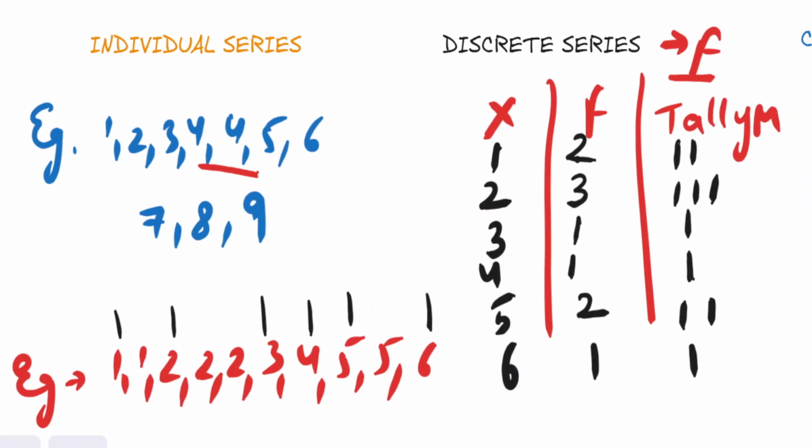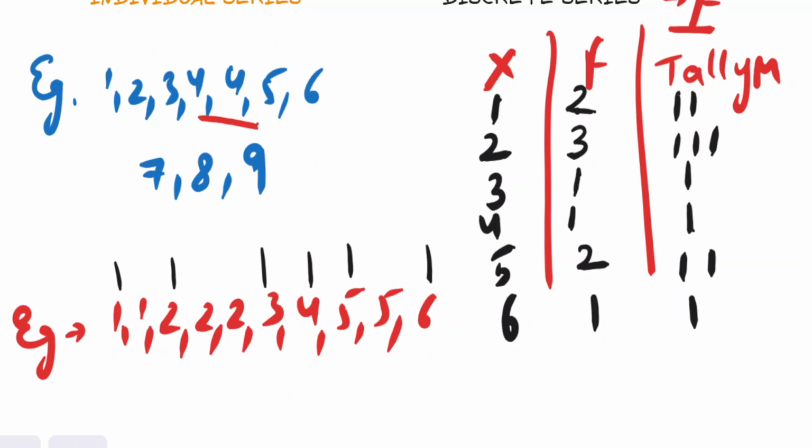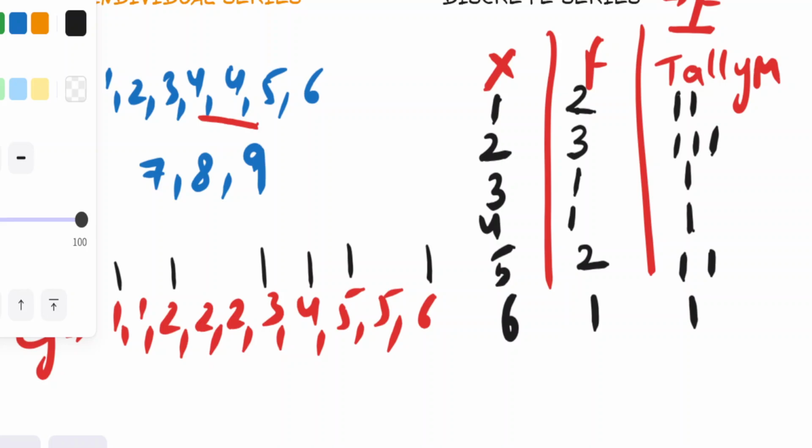See, now individual series and discrete series, they both are the same, just the way of representing them is different. Now I can write this particular series, that is x and f, into discrete format also, as it is written here. Just to make it manageable and easy to understand, I have made them in a discrete format, right?